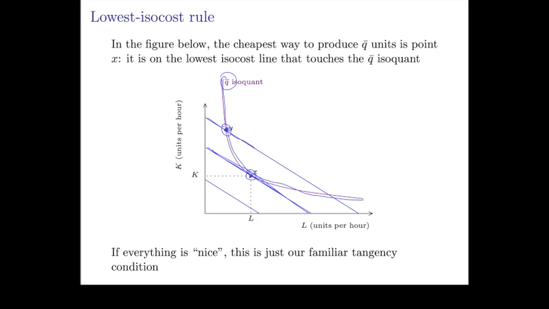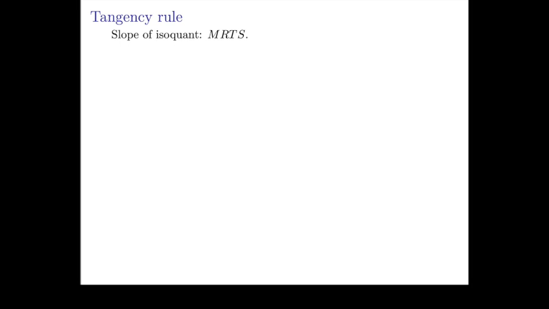So if everything is nice and you have an interior solution, then this lowest Isocost rule is exactly equivalent to your familiar tangency condition. Let me just erase this to make things a little clearer. What we're looking for here is that at the point X, we've got tangency of the Isocost line and the Isoquant. Which brings us to the tangency rule.